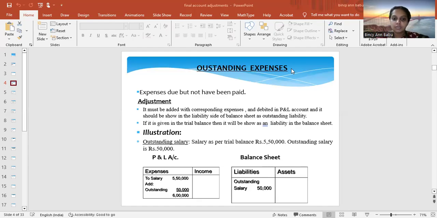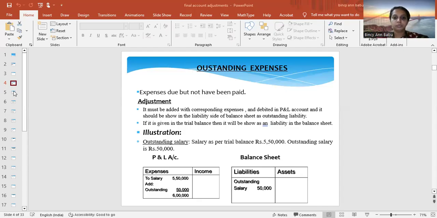In the case of outstanding expenses, we will add them along with the corresponding expense in the profit and loss account, and the same outstanding amount will be shown as a liability in the balance sheet. Suppose it is a salary which is outstanding, so we will add it with the salary in the P&L account. The same amount will be shown on the liability side of the balance sheet, as you can see in the slide, as outstanding liability. So that is the first one.